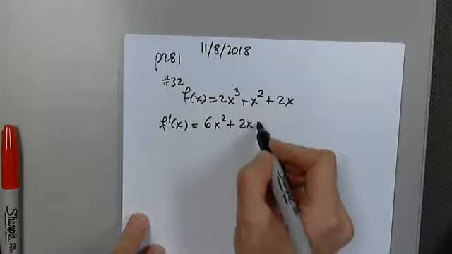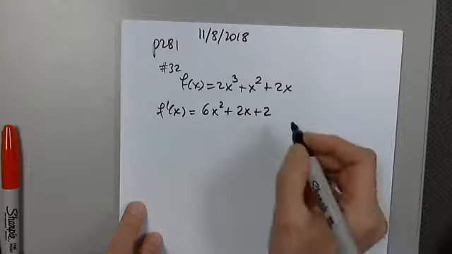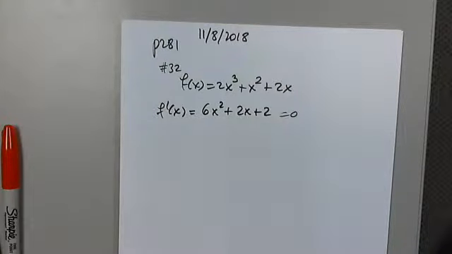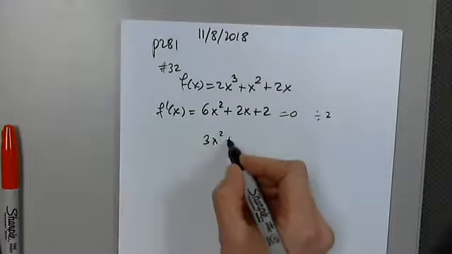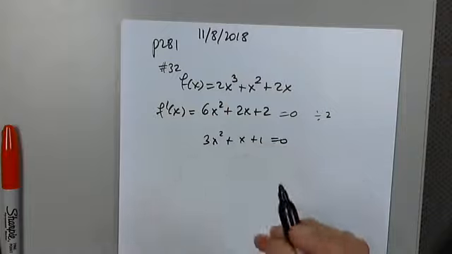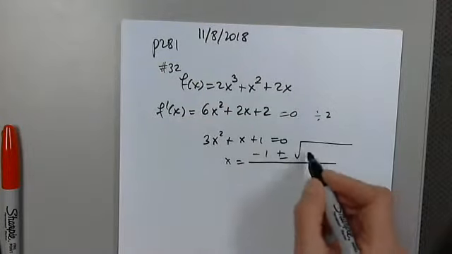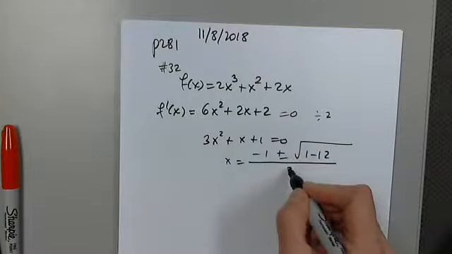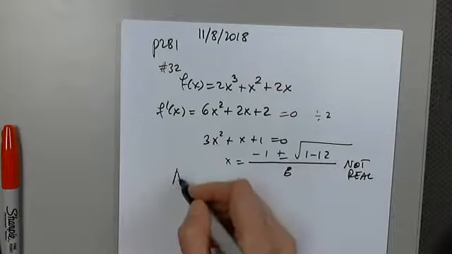squared plus 2x plus 2. And when I set this equal to 0, we will not find critical numbers coming from f prime being undefined. That's correct, right? That's clear because it's a polynomial function. Then I divide by 2: 3x squared plus x plus 1 equals 0. x equals negative b plus or minus the square root of b squared minus 4ac, over 2a. Not real. No critical numbers.